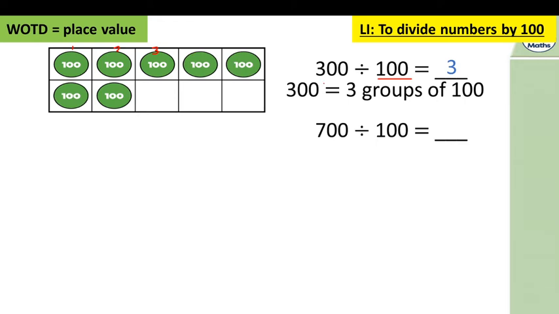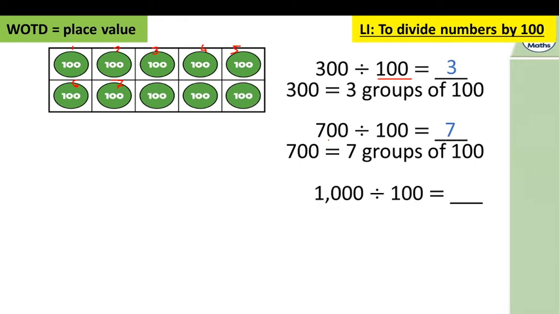Let's look at the next one. Very, very similar question. We are asking 700 divided by 100, or how many groups of 100 are in 700? So we've got 1, 2, 3, 4, 5, 6, 7. We have 7 groups of 100, which is the same as saying 700 divided by 100 is 7.